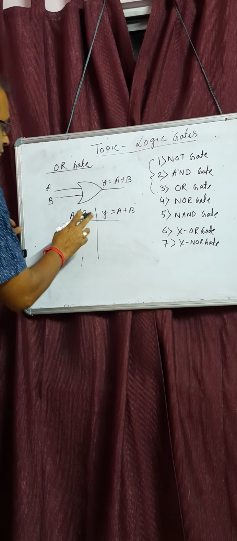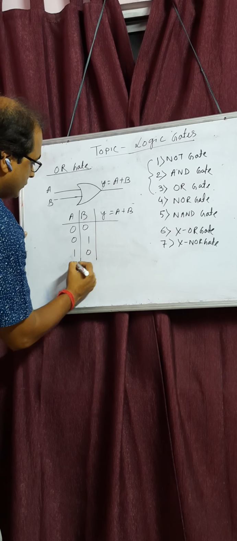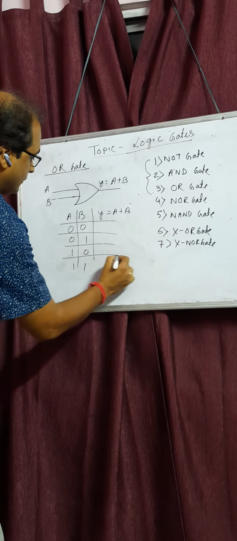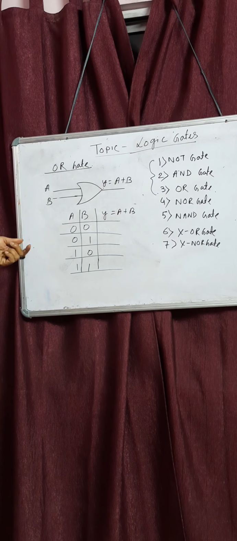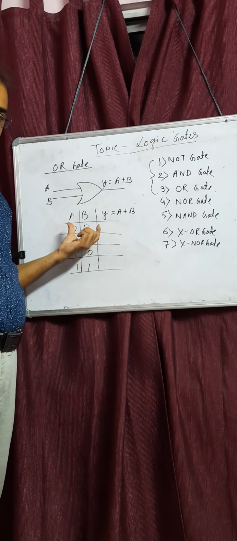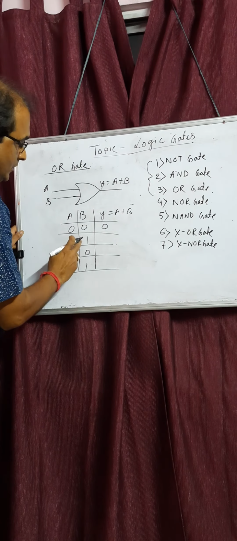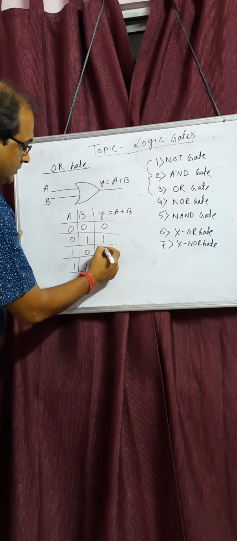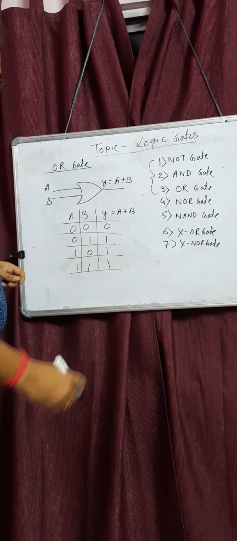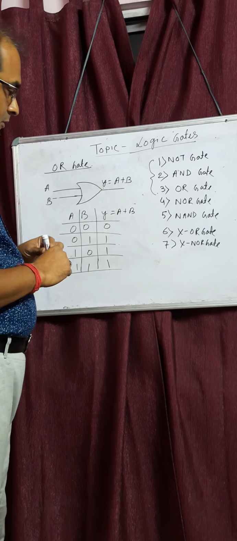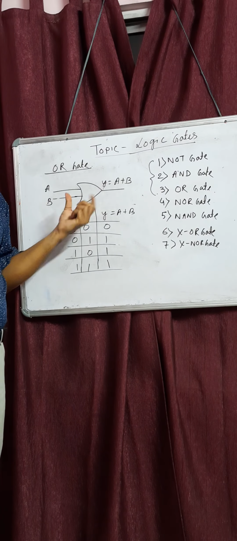So for these two inputs, possible combinations are 0 0, 0 1, 1 0, and 1 1. We just apply Boolean addition over here. In the case of Boolean addition, when you apply 0 0, the output will be 0 plus 0, which is 0, and 0 plus 1 is 1, 1 plus 0 is 1, 1 plus 1 is also 1. So this is the truth table of your OR gate, and this is the symbol of your OR gate.